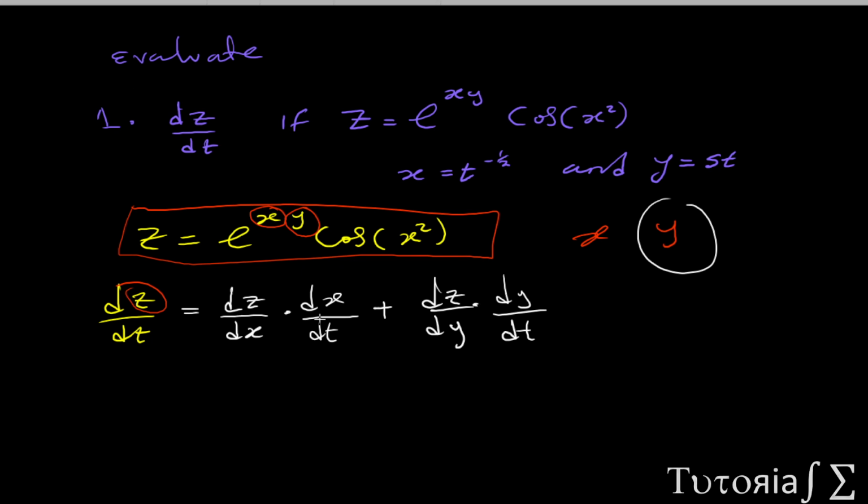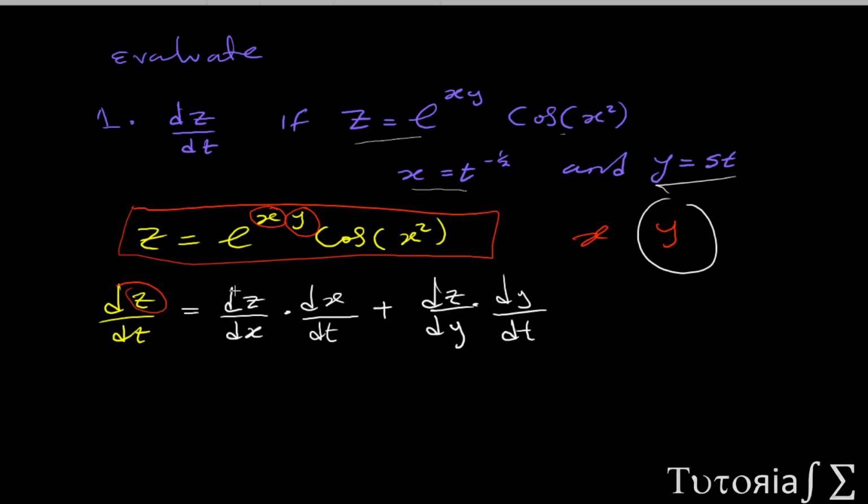From here, you just find z with respect to x, you differentiate z with respect to x. Then here you need to find x with respect to t, so you differentiate x with respect to t. Same applies here, you differentiate z with respect to y, then again you find y with respect to t. From here, then you are done with finding dz/dt. So let's do this example.